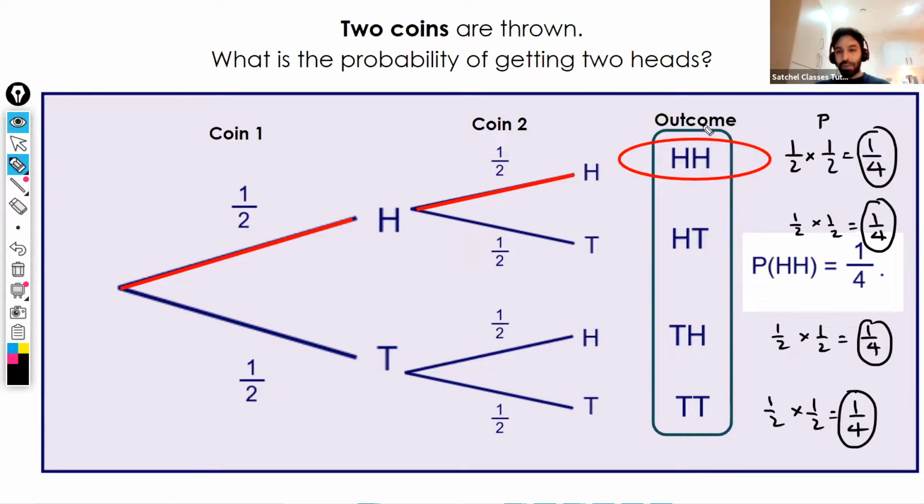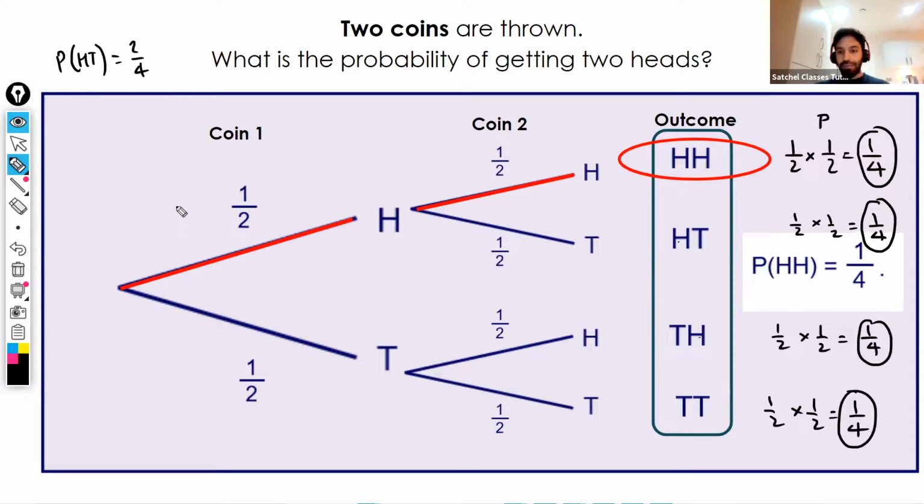Now, if we have a look at the outcomes, what's the probability of getting a heads and a tails? So we can either get heads tails or tails heads. So that's 2 out of a possible 4 outcomes. So the probability of heads tails is 2 out of 4.